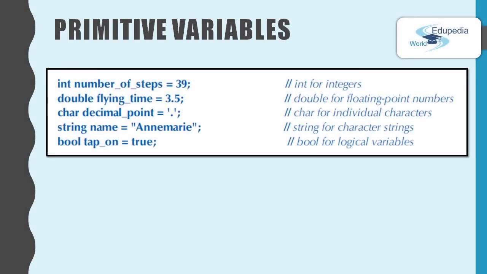So here we have listed out int, double, char, string and bool. Int for the integers, double for the floating point numbers, char for the individual characters, string for the character strings, and bool for the logical variables. Now remember, for the char variables you can have only one individual character and it should be enclosed with single quotes. Now for the bool type variables, it can have only true or false without quotations.